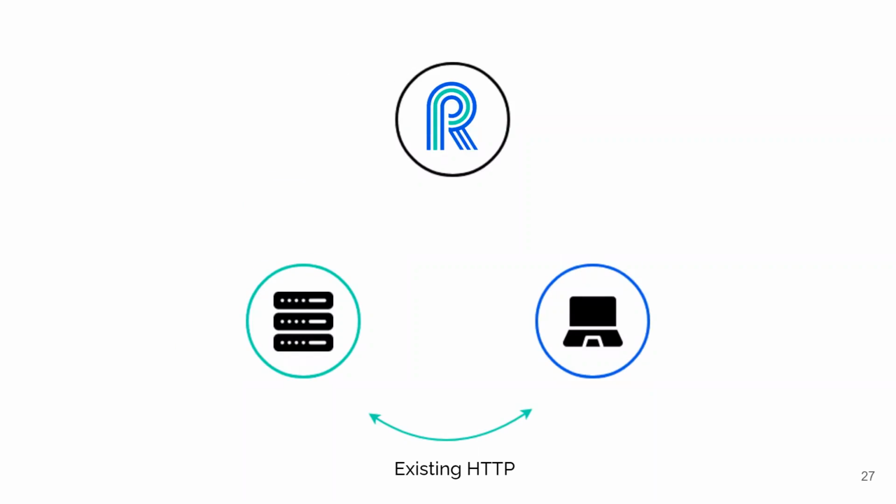Now we see River in the picture. Our application still has its existing HTTP communication paths. We want to add real-time functionality as simply as possible, so we're not going to alter these paths at all. But what is the first step that needs to happen here?